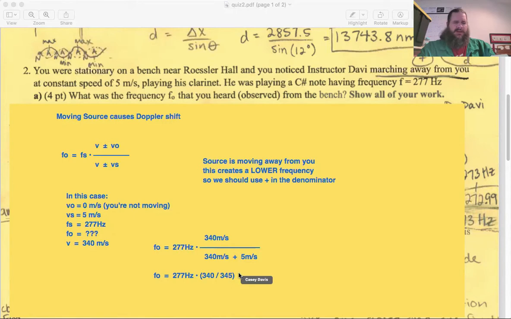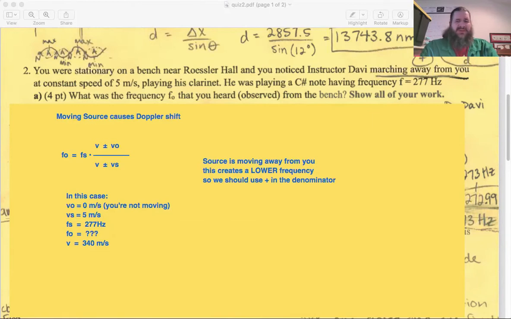So 340 over 345 is about 98.5% times 277, which is pretty close to 273. So that's the note you would hear. Instead of hearing the 277 hertz that's actually being produced, you're going to hear a slightly lower note. 273 hertz is the note you would actually hear. Any questions on that?